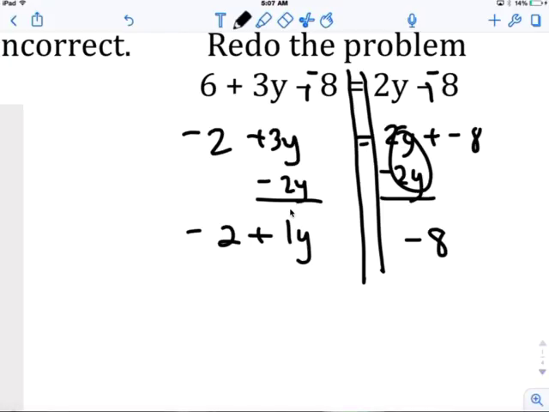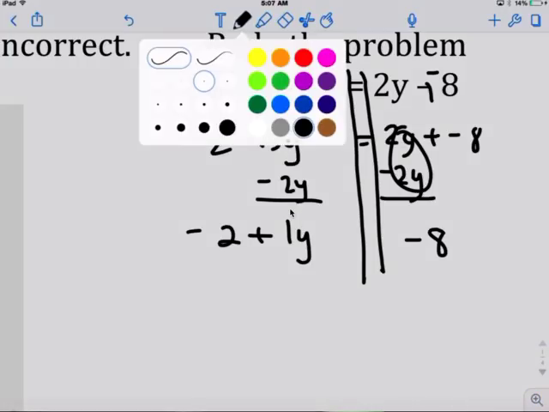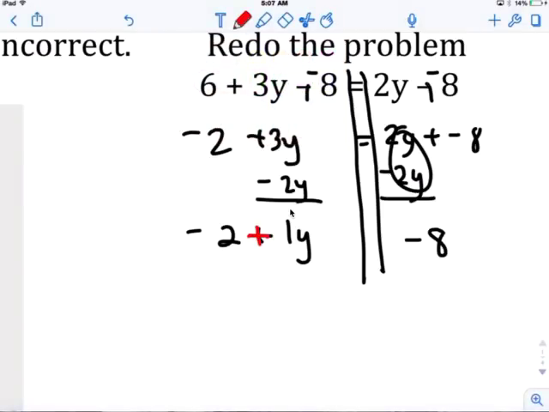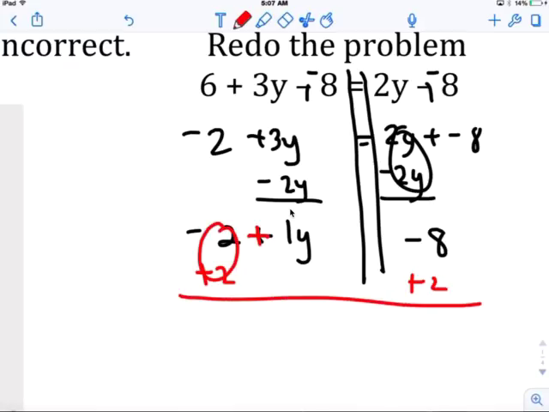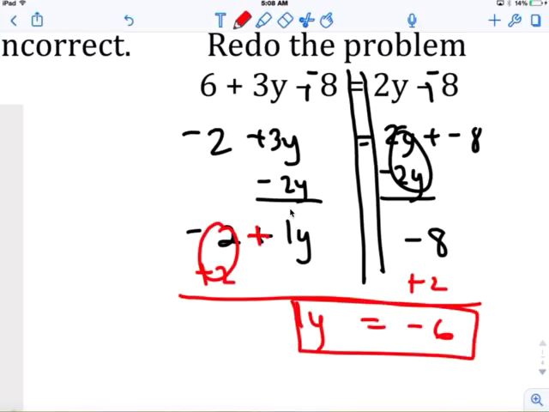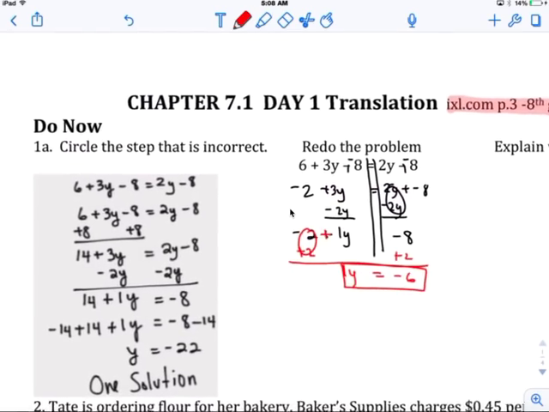Okay, now here's the plus sign. You make negative 2 equal 0 because that's most like that one. So plus 2, negative 2 plus 2 is 0. 1y equals negative 6. If I divide by 1, it doesn't change anything. So that's why when you get to 1, people just stop. And that's your answer. Okay.